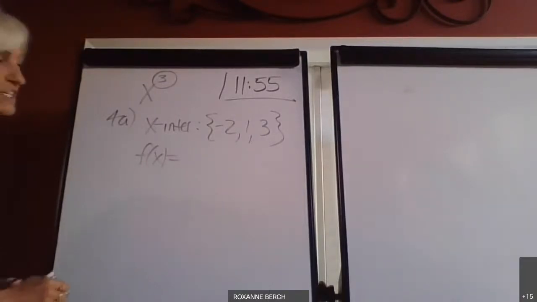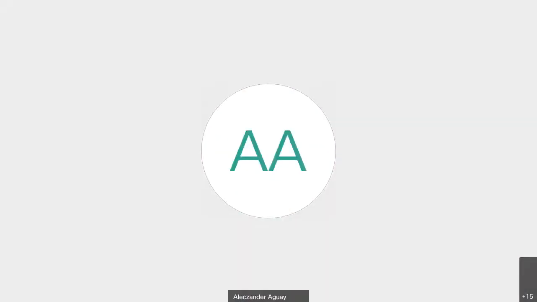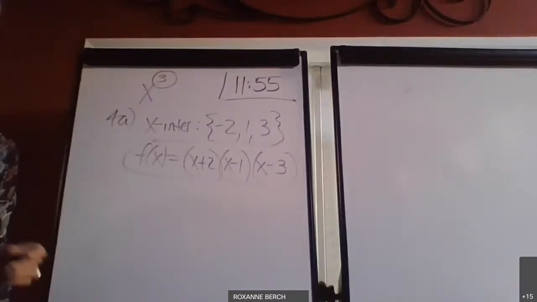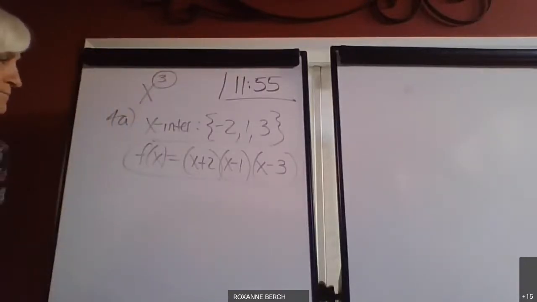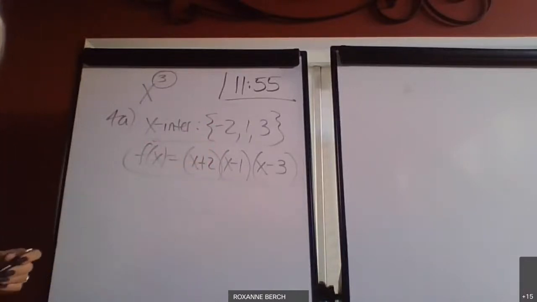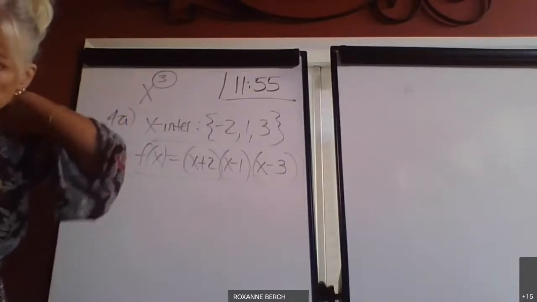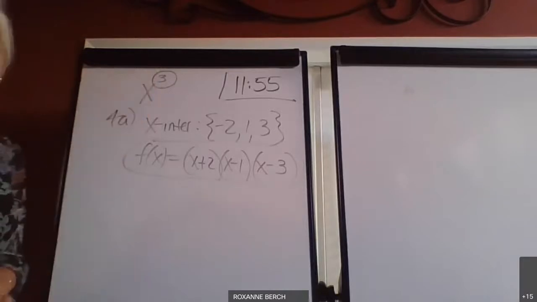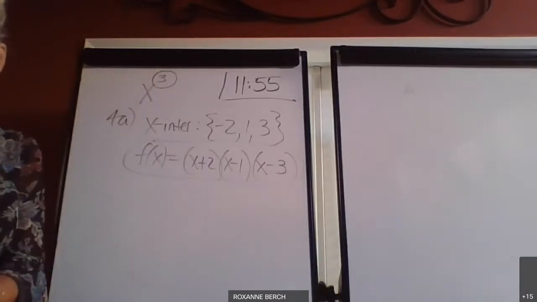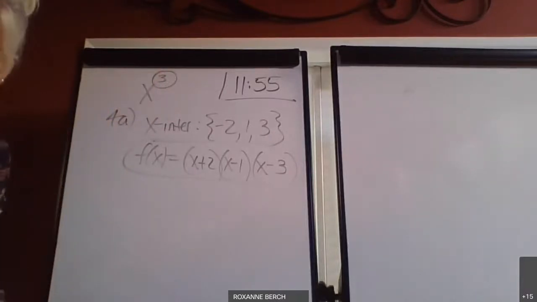Well, there's no reflection, so what would you write? X plus two times x minus one times x minus three. That's a cubic, right? You have three solutions, multiplicity of one, right? Yeah. So you don't need to worry. All you need to worry about are cubics and quartics. Number four are the cubics, and number five, A and B are the quartics.